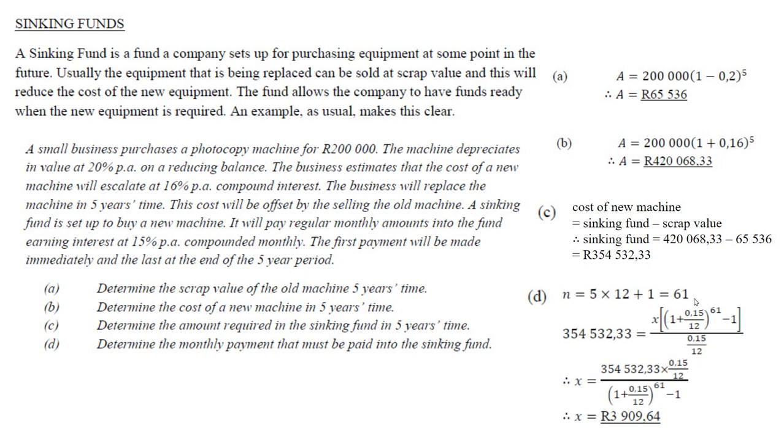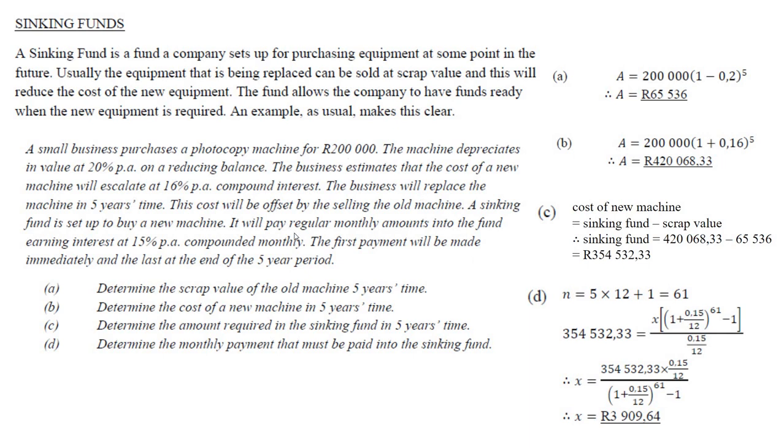Now just put it all in. The question is to determine the monthly payment, so we don't know what X is. We know what we want in the future. That's where you put the 354,000, and you put the interest rate right down at the bottom, 1 plus the interest rate to the 61.